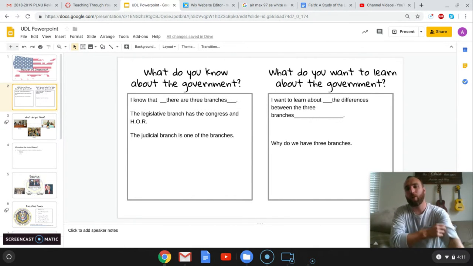And then, what do you want to learn about the government? Do you want to learn more about the judicial branch and what purpose it serves, or about the legislative branch and who makes it up, and about the executive branch and what powers it has? Why do we even have three branches? What do you want to learn more about the government? So I encourage you to write those things down first, and then you can maybe pause the video and resume it once you've written those things down.